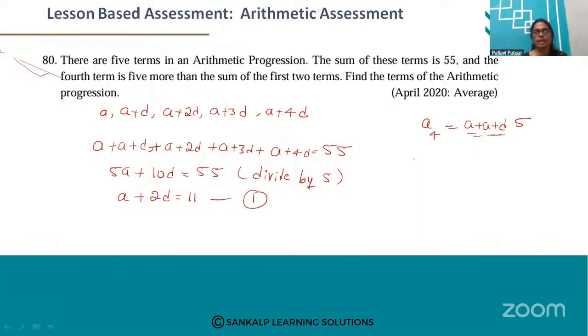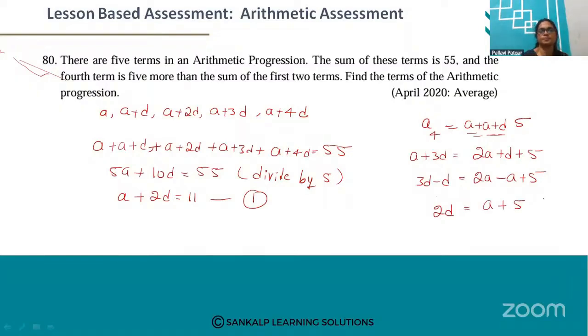So in terms of A and D, A plus 3D is equal to 2A plus D plus 5. So simplify this. 3D minus D is equal to 2A minus A plus 5. So 2D is equal to A plus 5. Take this as equation number 2.